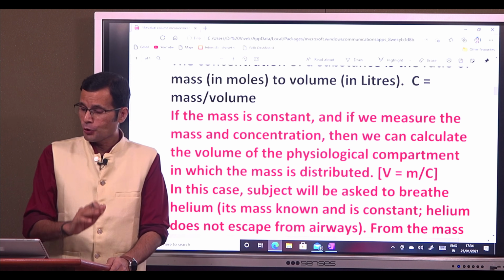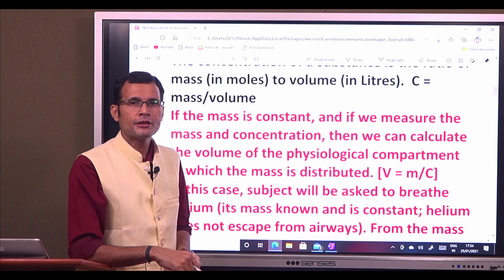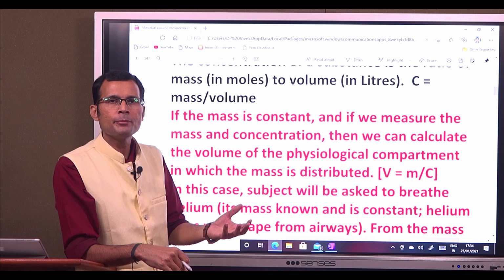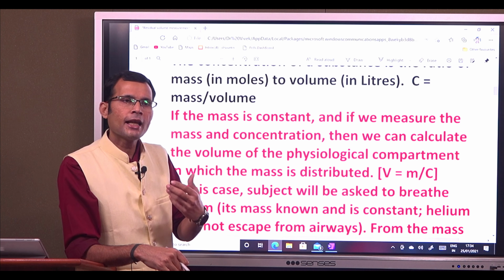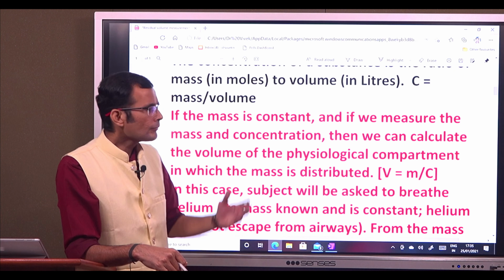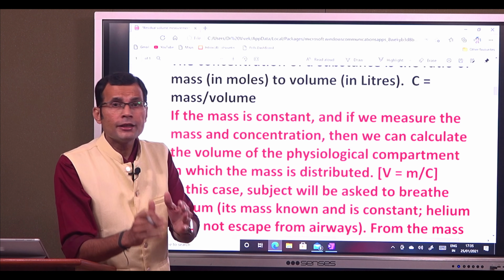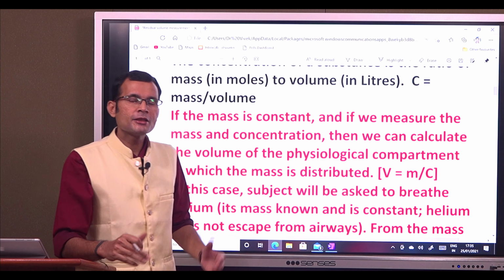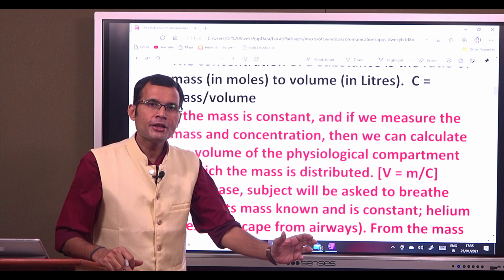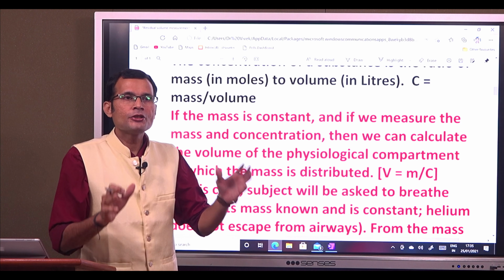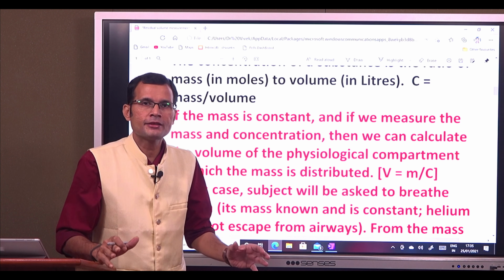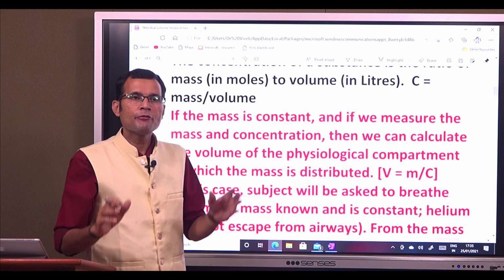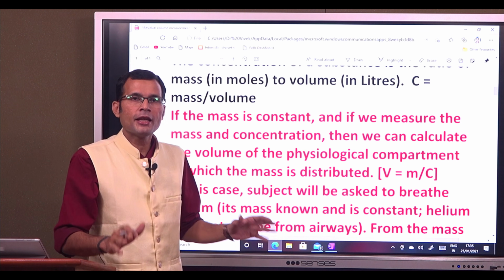Now, if the mass is constant, that's one prerequisite. As I mentioned just now, helium is used because it does not escape from the airways or the lungs, it does not diffuse into the blood. This is required because the spirometer and the lung are going to be one system at the start of this procedure, and we don't want the gas to escape this system.